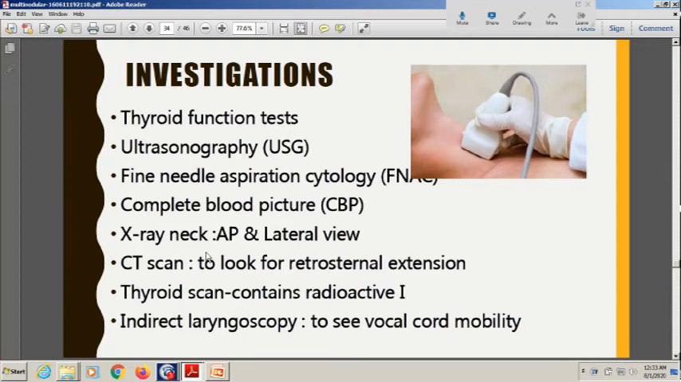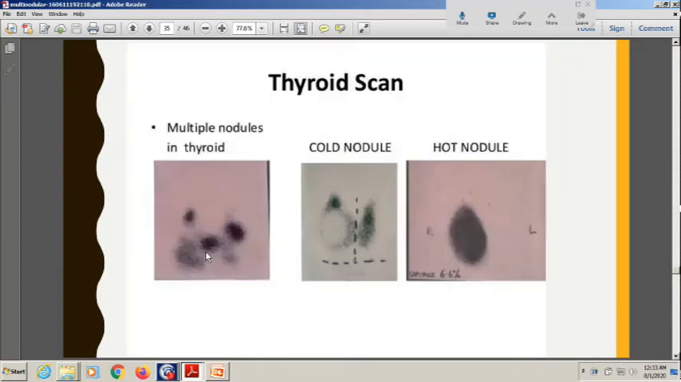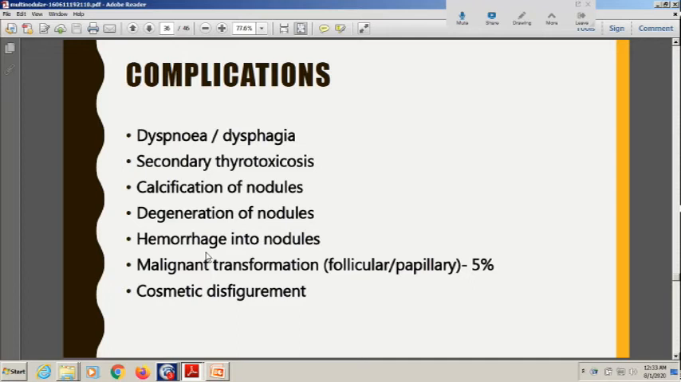So what are the complications of these nodules, the multinodular or solitary nodules? Already explained: because of the compression effect, dyspnea, dysphagia. Now in prolonged standing, a non-toxic goiter can convert into a toxic goiter, which will lead to thyrotoxicosis. Then calcification of the nodules, degeneration of the nodules, hemorrhage into nodules, malignant transformation and cosmetic disfigurement. These are all the complications of the multinodular goiter.